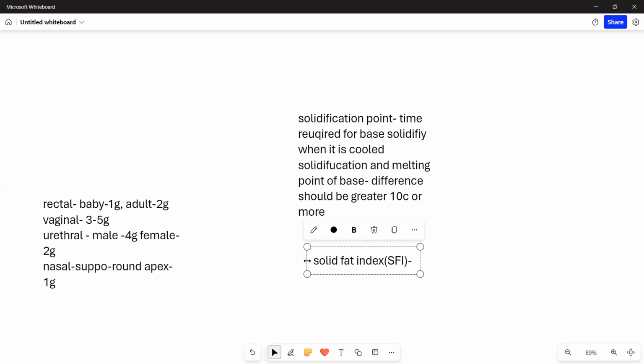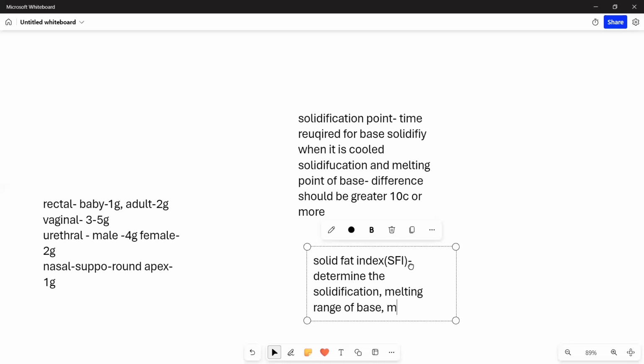So, solid fat index is mainly used to determine the solidification, melting range of base, molding character, surface feel, and hardness of the base. So these all can be known by solid fat index.